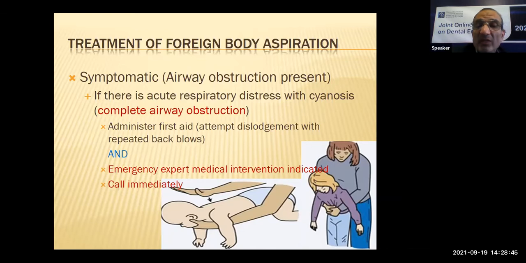If there is acute respiratory distress with cyanosis, it means complete airway obstruction, and at the first time we must administer first aid, attempting to dislodge the object with repeated back blows, and at the same time it needs emergency expert medical intervention. That means call the emergency center immediately.